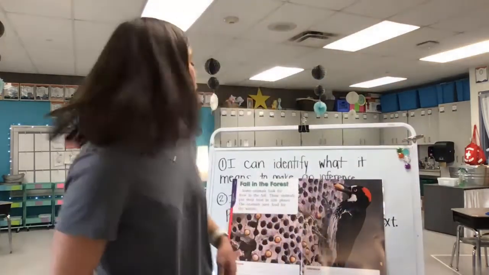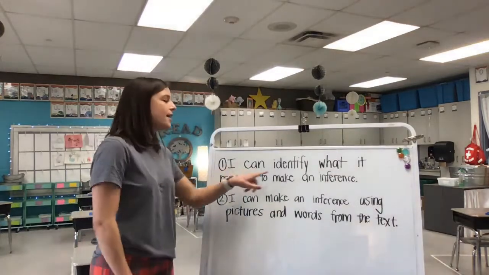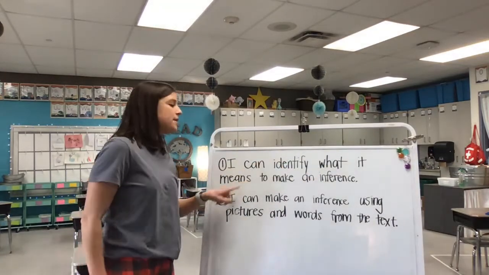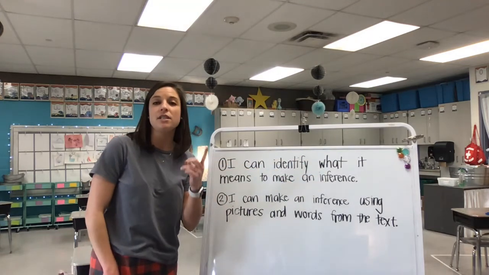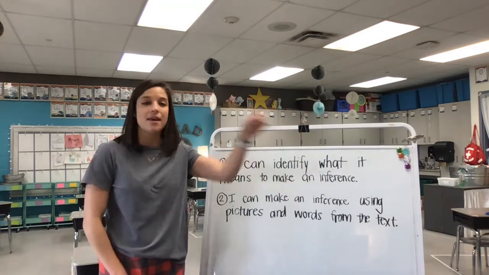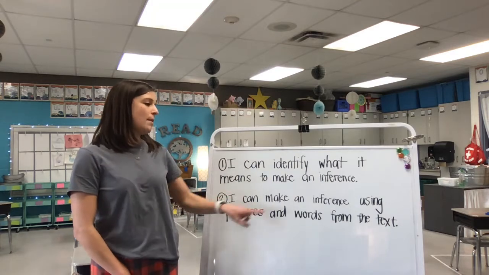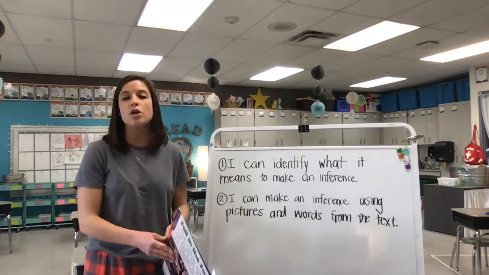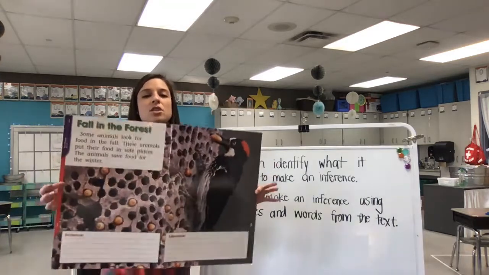Very good. So let's look at our learning target for today. There's two. The first one says, I can identify what it means to make an inference. So that's what we just talked about. Making an inference is using clues and making connections. And it also says that by the end of the lesson, we can make an inference using pictures and words from the text.